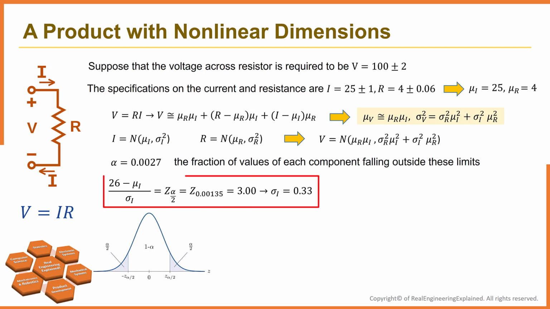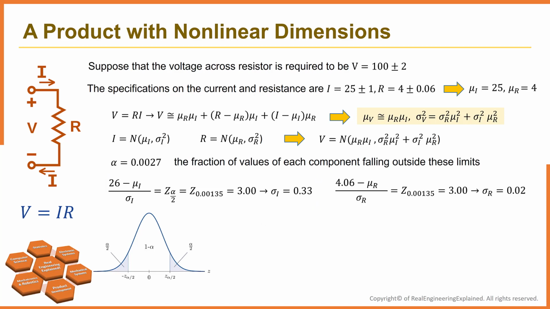In this equation, 26 is the largest possible value for the current, which is 25 plus 1, minus the mean value, which is 25. And sigma I is the standard deviation of the current that we are looking for. Please note that alpha needs to be divided by 2 because of having two tails, a two-sided distribution. With a z value equal to 3, sigma I would be 0.33.